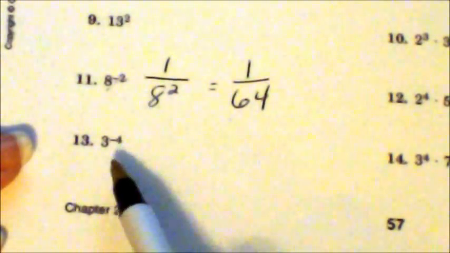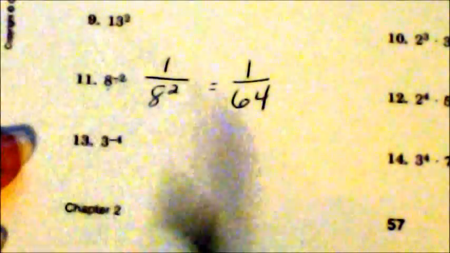I'm going to skip down here to these negative ones. Look at number 11. It says 8 to the negative 2. I know it's going to be a fraction. It's going to be 1 over 8 squared, which is equal to 1 over 8 times 8 is 64. Okay, that's all that negative exponent means. It doesn't indicate a negative number, just like when we were working with scientific notation. The negative exponent did not indicate a negative number. It simply indicated that your number was going to be getting smaller, not bigger.